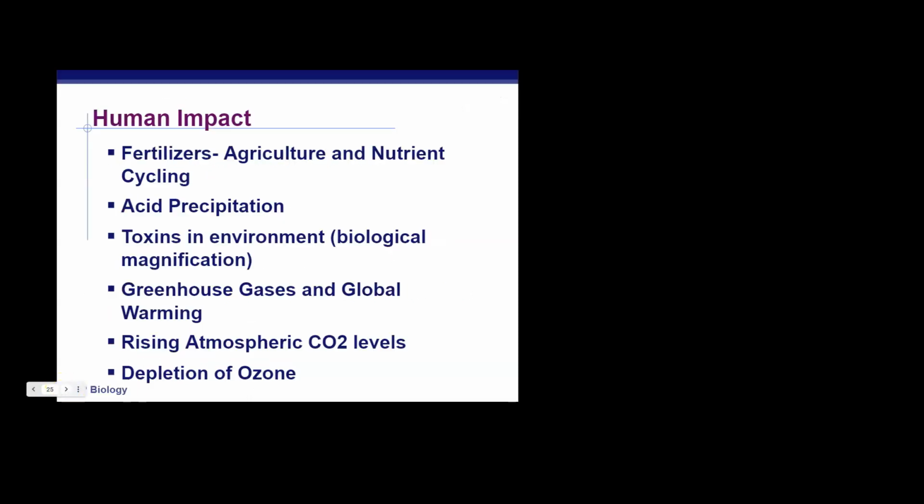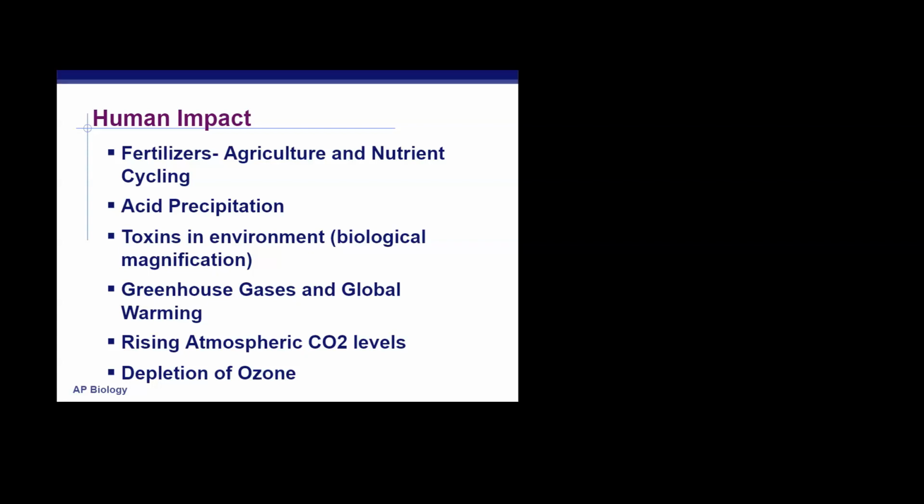So some more examples of human impact. We talked a little bit about agricultural practices. The cycling of nutrients, we know, involves that producer level. So when we're talking about agriculture and human control of agriculture, we're going to see a lot of control over what happens in an ecosystem.